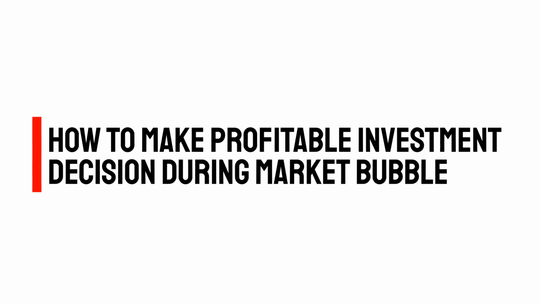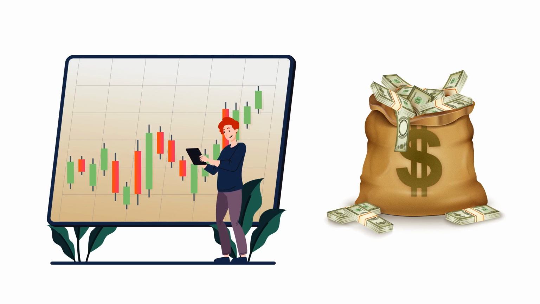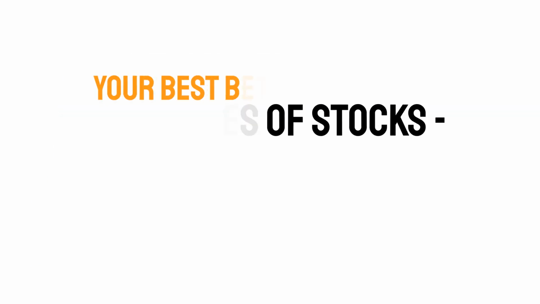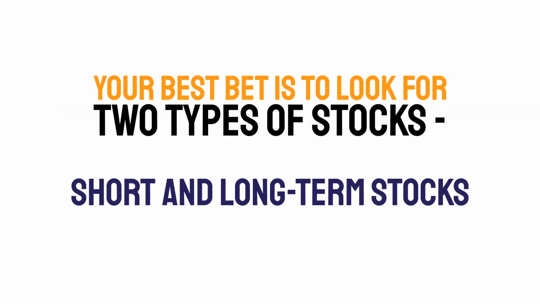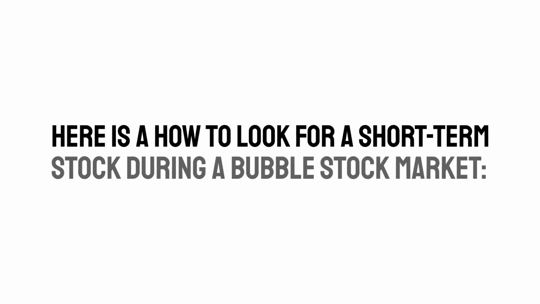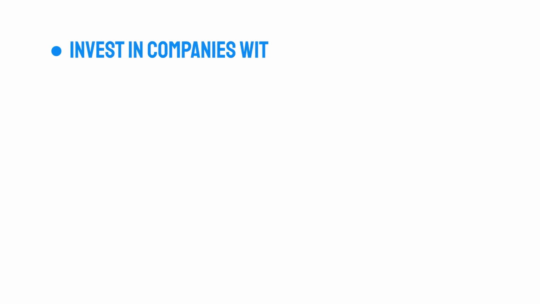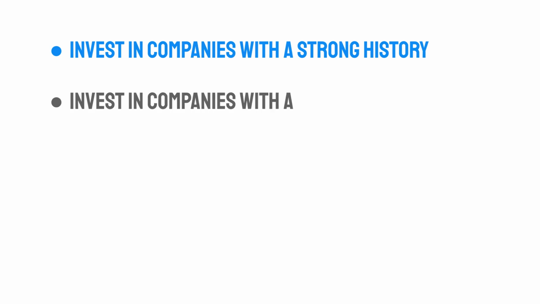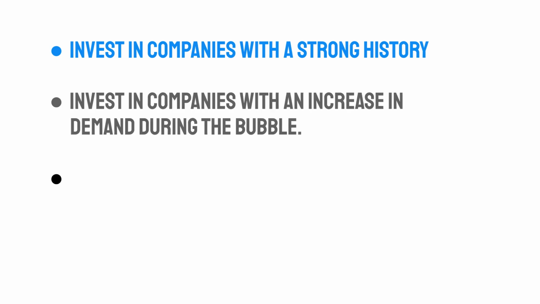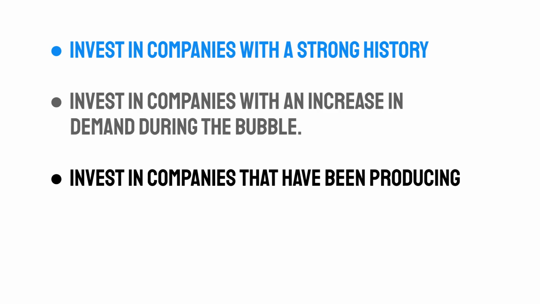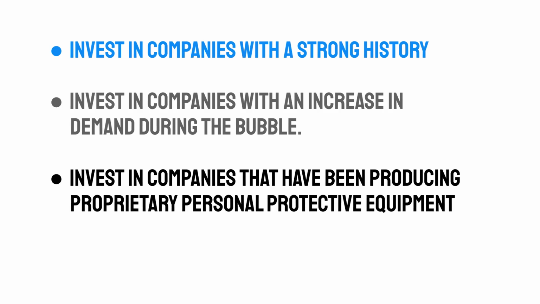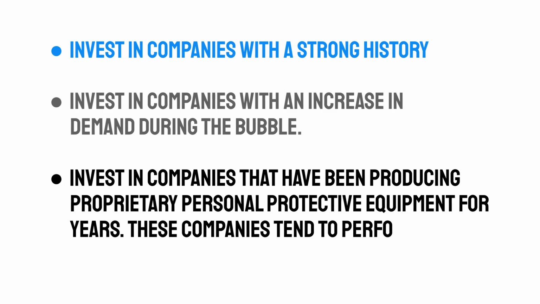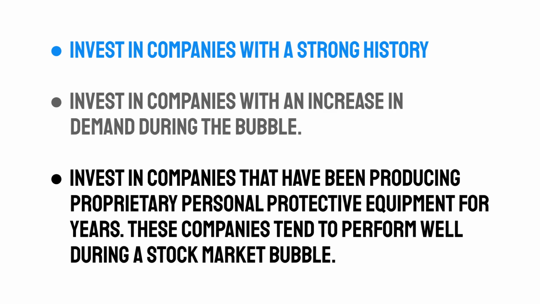How to make profitable investment decisions during market bubbles? You can still make money during a bubbling stock market. Your best bet is to look for two types of stocks: short and long-term stocks. Finding short-term stock. Here is how to look for a short-term stock during a bubble stock market. Invest in companies with a strong history. Invest in companies with an increase in demand during the bubble. Invest in companies that have been producing proprietary personal protective equipment for years. These companies tend to perform well during a stock market bubble.